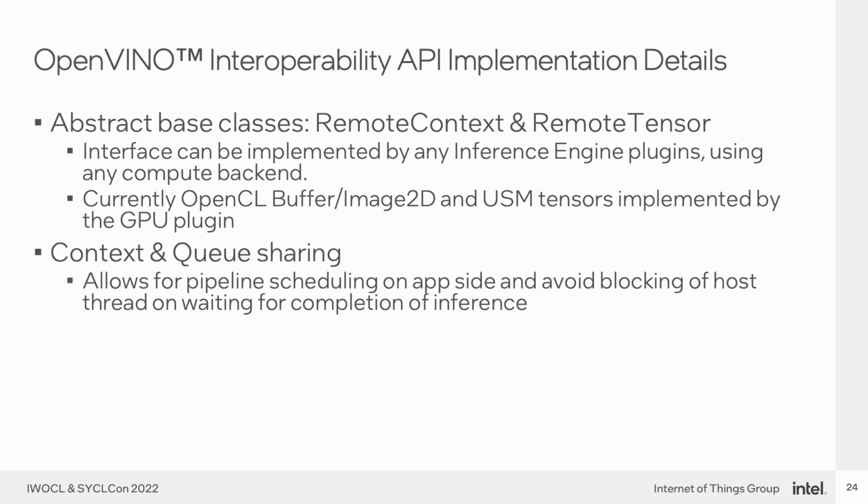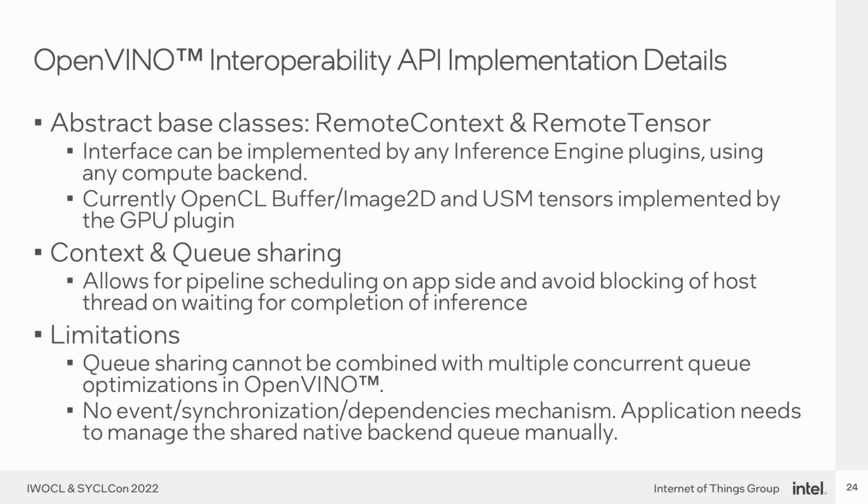OpenVINO doesn't require you to share the context and queue with the external API, but there are advantages to doing so. The most important one, as was shown today, is that it lets you schedule the entire pipeline from the host without blocking the application thread in the middle of the pipeline. However, it does come with a limitation.